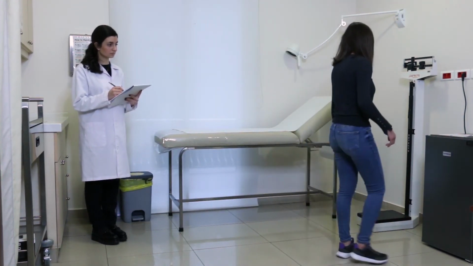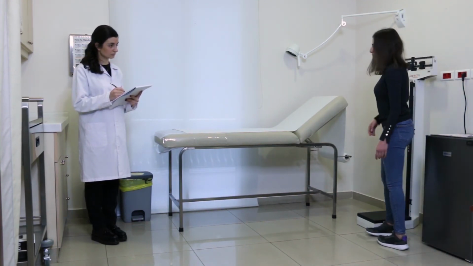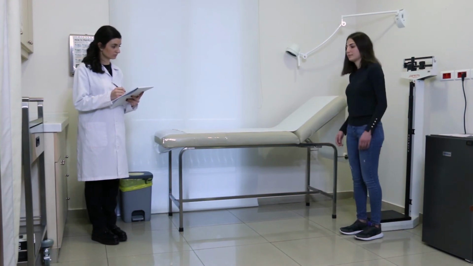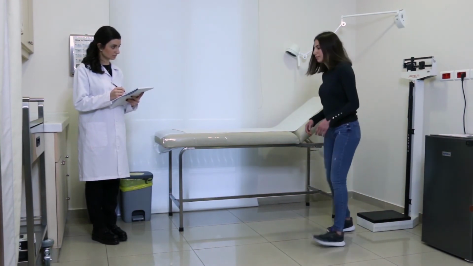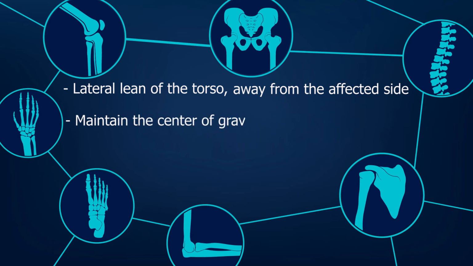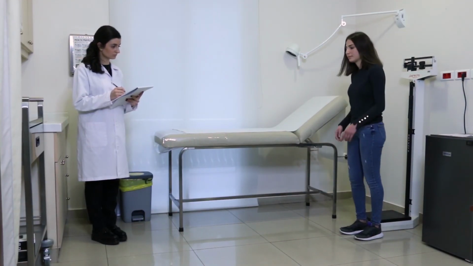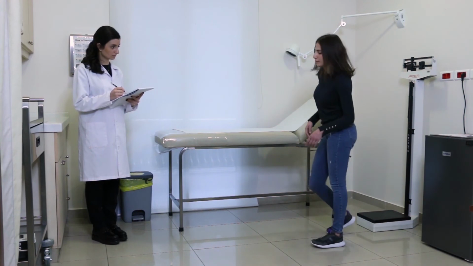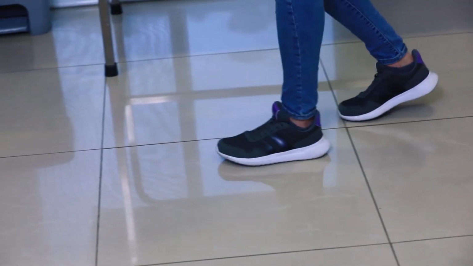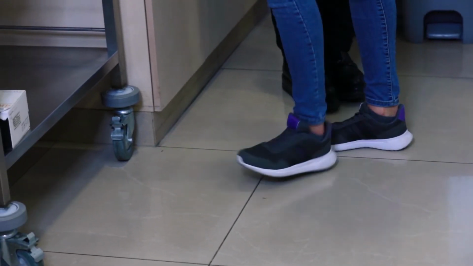However, in a positive Trendelenburg sign, the doctor will see a drop of the pelvis on the unaffected contralateral side, as it tilts downwards instead of upwards. This is compensated by a lateral lean of the torso, away from the affected side. This excessive lateral tilt will help maintain the center of gravity over the stance limb, leading to a reduction of the pelvic drop. Myopathic or waddling gait. Here, the patient has a bilateral weakness of the hip abductor muscles, leading to a waddling motion with the pelvic drop on both sides when walking.